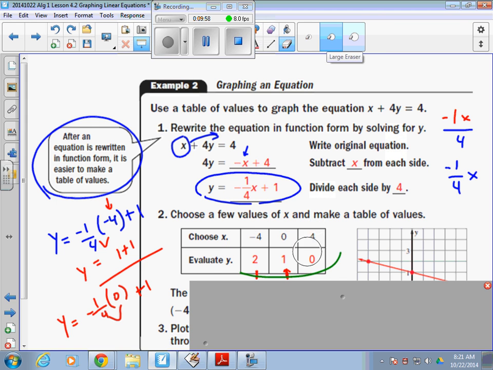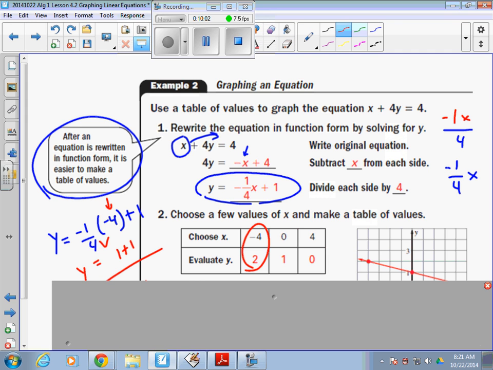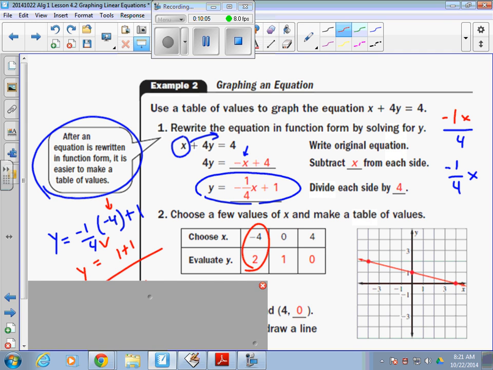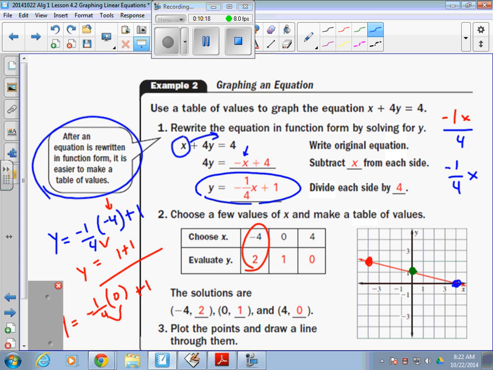We made three different ordered pairs. One of them is negative 4, 2. When you graph negative 4, 2, it's going to be at negative 4, positive 2. When you graph 0, 1, it's going to be at 0, 1. And when you graph 4, 0, it's going to be right there. When you have 3 points, you can draw yourself a line through the 3 points.